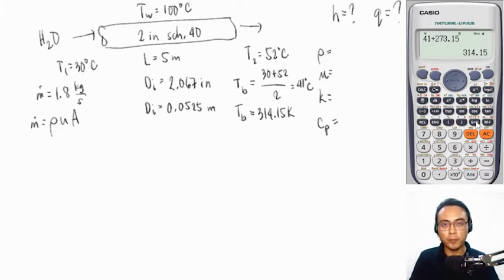It is this value of the bulk temperature which we will use to evaluate all of the physical properties of water. Okay? If you evaluated the properties at 30 degrees Celsius, you would be wrong because those properties would change once the water starts to heat up. Always remember to use the bulk temperature.